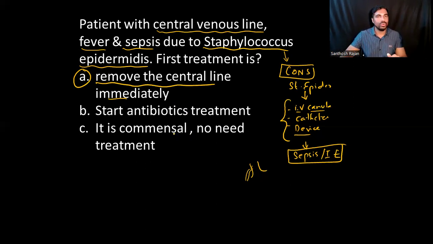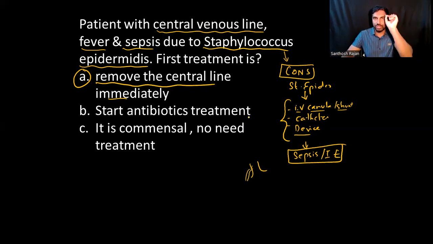And it's a commensal, no. That's what I'm saying. It can be a commensal in other cases, but not in a central line patient. Even if it is a shunt or any catheter device, if your blood culture shows Staphylococcus epidermidis, you have to treat it. In other samples, it doesn't matter, but in blood, definitely you have to treat it. So anything related to the catheter, you have to remember, you have to treat Staphylococcus epidermidis.